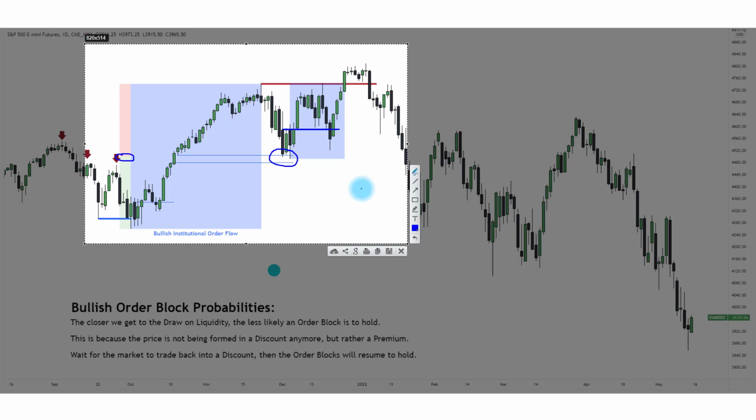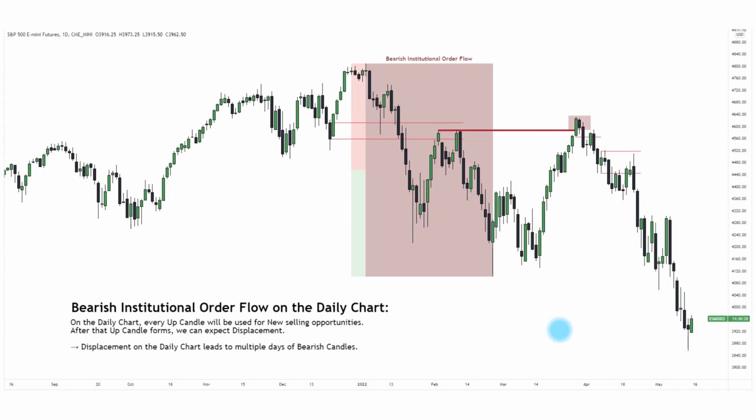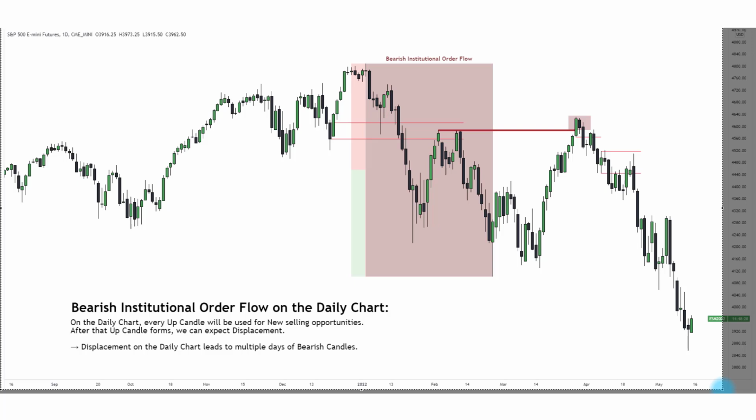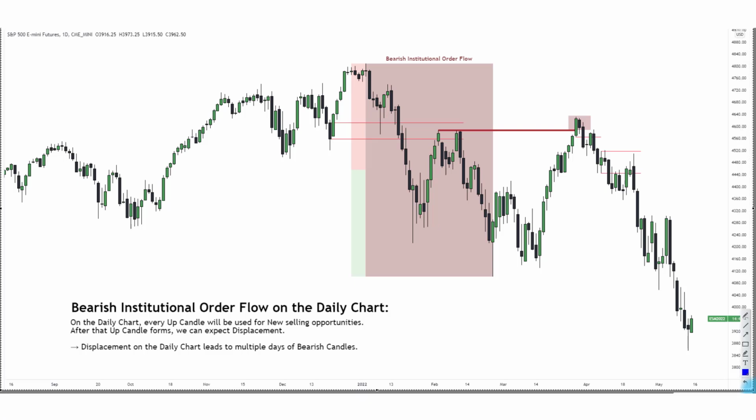Now with bullish institutional order flow, what happens afterwards? Down candles produce displacement in price. So now let's talk about bearish institutional order flow. On the daily chart, every up candle will be used for new selling opportunities. After that up candle forms, we can expect displacement. Displacement on the daily chart leads to multiple days of bearish candles.